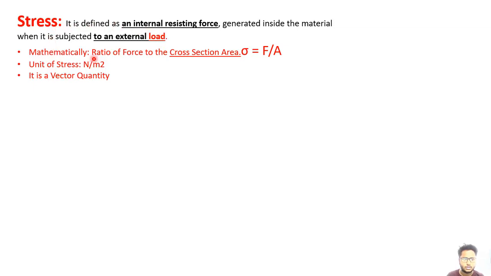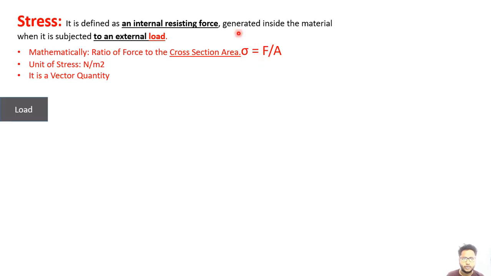Mathematically, it is the ratio of the force to the cross section area. Remember, this is the cross section area if the force is perpendicular to the cross section. It is denoted by sigma, that is equal to force upon area. The unit of stress is force upon area, meaning Newton per meter square, and it is a vector quantity because it is directly proportional to the force.